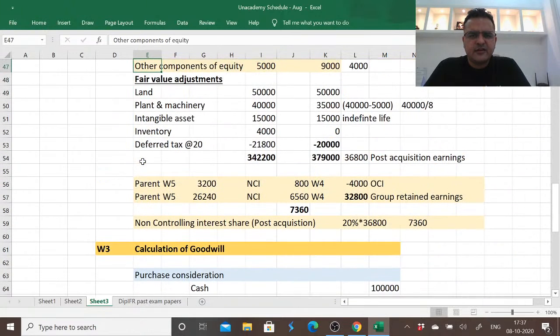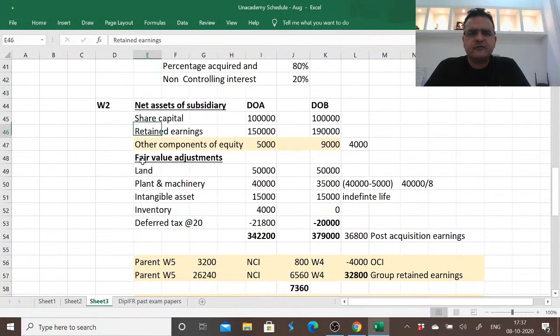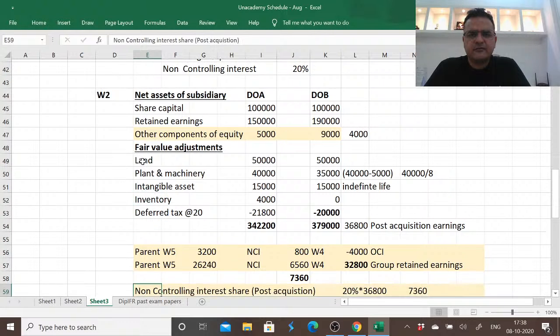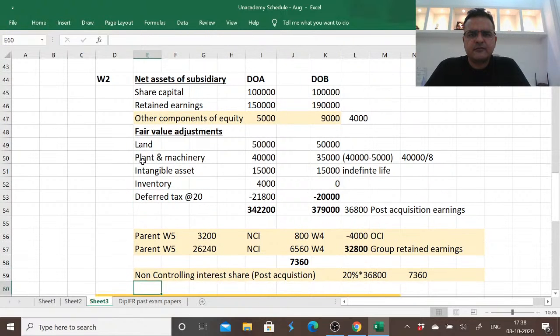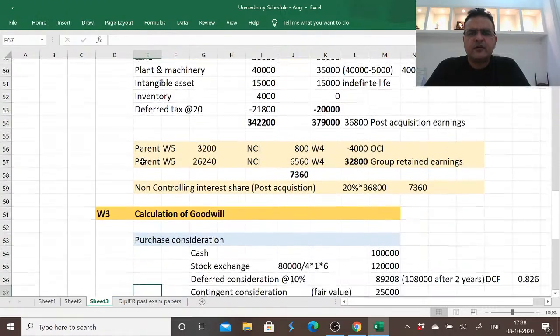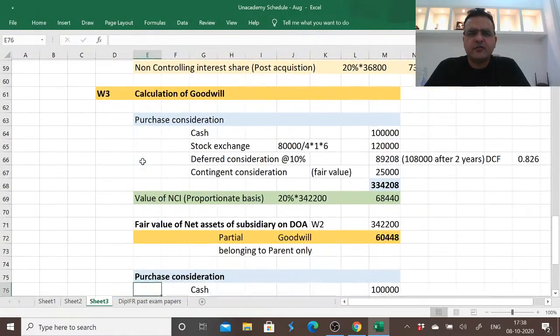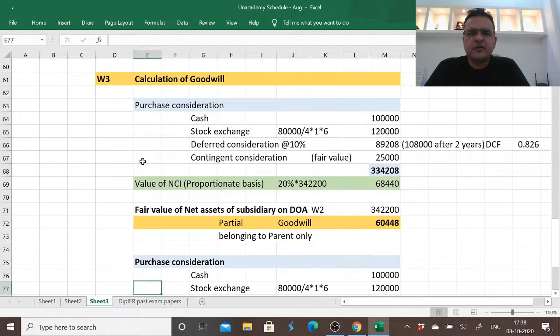The workings done in working note number 2 had a direct relationship with working note number 3. Working note number 3, the calculation of goodwill, was totally dependent on the fair value of net assets of the subsidiary on the date of acquisition as well as on the value of NCI.